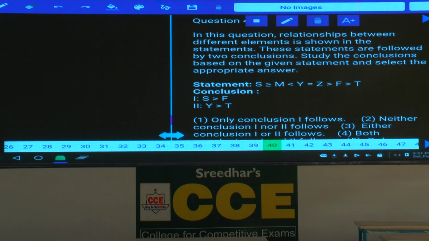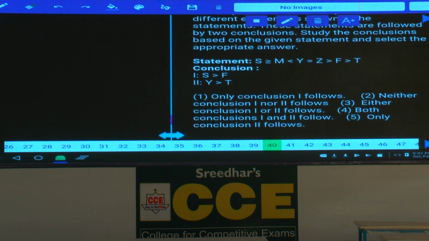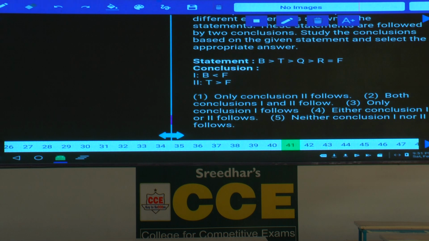Then question number 40 onwards. Now 40 to 44. Now question number 40, S and F. Now the relation between these two, if you observe here, there are two opposite symbols between S and F. Two opposite symbols, no relation can be drawn. First conclusion cannot be drawn. In the second, now Y and T. Tell me which symbol is common here? Greater is common. Hence Y greater than T is definitely true. Hence only conclusion 2 follows. Choice 5. Question number 40, it is choice 5. Then 41. Now in this 41, the relation between B and F.